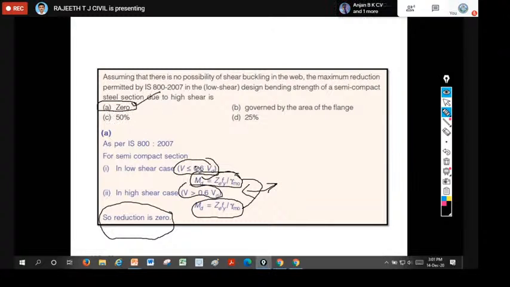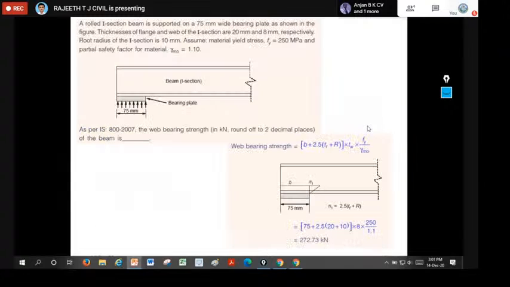Whereas if it is a plastic section, then in Md you should check with Zp also. Instead of Ze you should calculate with Zp, then compare with the elastic section modulus. Therefore, no reduction is needed whether it is the low shear or high shear case; in both cases we are getting the same values. Therefore, the reduction is 0 here. That is your option.